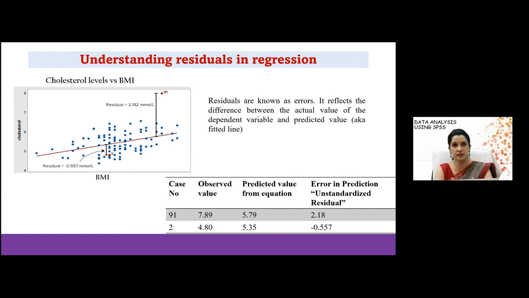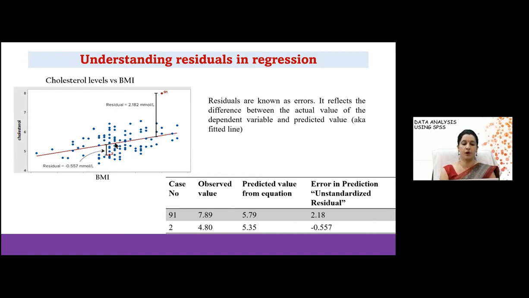So unstandardized residual, case number 91. Now you can see the case number 2. Can you see the case number 2 here? The observed value is 4.8 and the predicted value from the equation is 5.35. If you draw a line connecting this point to the y-axis, this is 5.35. And the actual value is, sorry, 4.8.